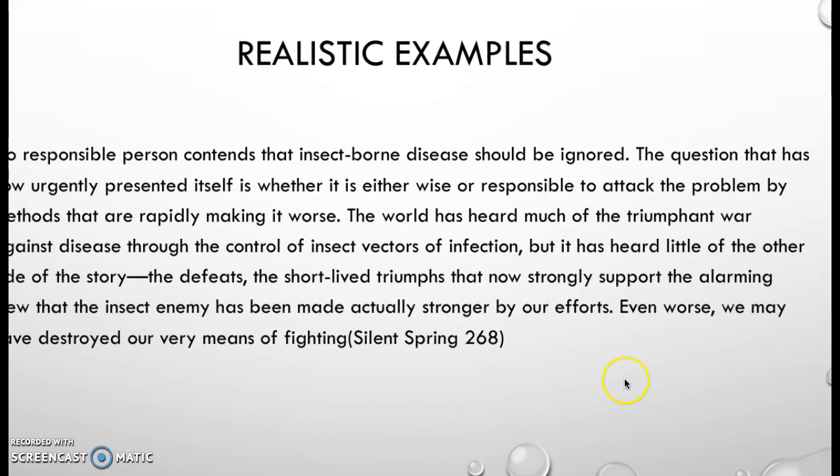One of the realistic examples she used is: "No responsible person contends that insect-borne disease should be ignored. The question that has now urgently presented itself is whether it is either wise or responsible to attack the problem by methods that are rapidly making it worse. The world has heard much of the triumphant war against disease through the control of insect vectors of infection, but has heard little of the other side of the story, the defeats. The short-lived triumphs are now strongly supported by the alarming view that the insect enemy has been made actually stronger by our efforts. Even worse, we may have destroyed our very means of fighting."